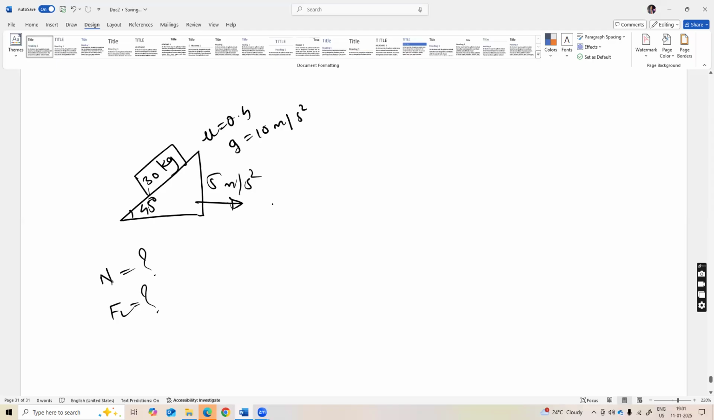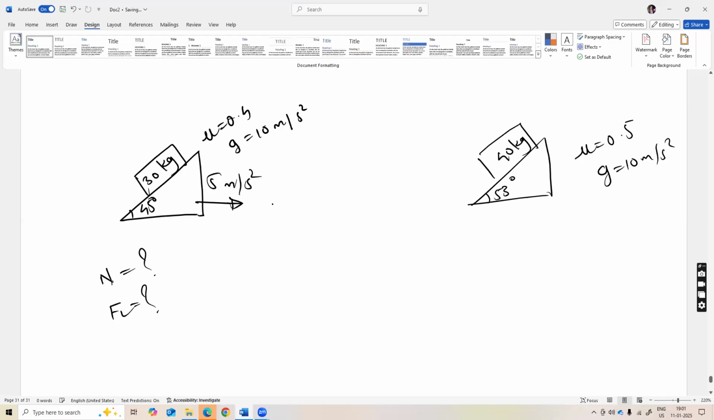Similarly, there is one more example. Here the angle given is 53 degree. The mass of this object is 40 kg, and coefficient of friction is 0.5. And g is of course 10 meter per second square, and here the wedge is moving at acceleration of 10 meter per second square in left direction. So here also you will have to find out normal reaction and FL. Try to solve it as fast as possible. Yes, sir.